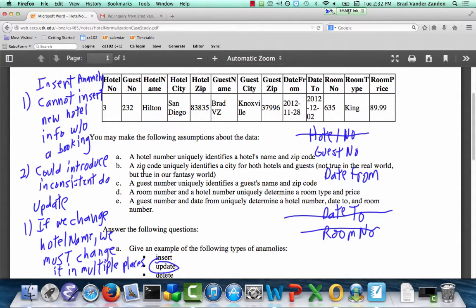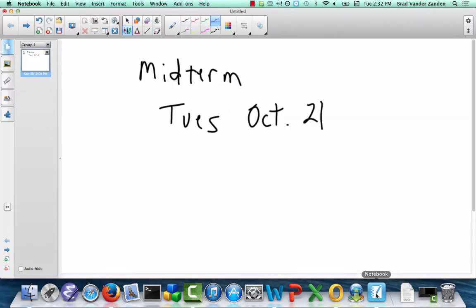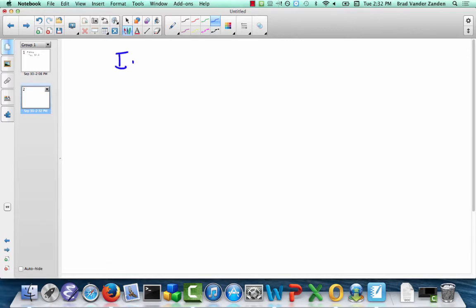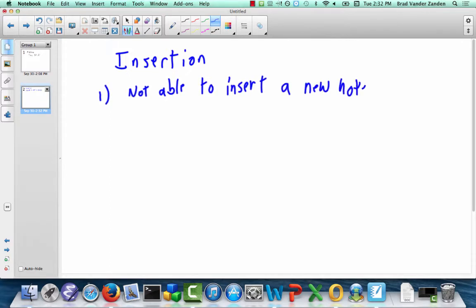And I actually said give an example. So if this was an exam, I would not like you to say it could introduce inconsistent data. If this were an exam, what I in fact would want you to say is something like, for insertion anomaly, you could give the example of not being able to insert a new hotel unless I have a booking. And you could also say, could not insert a room without a booking or could not insert a new guest.